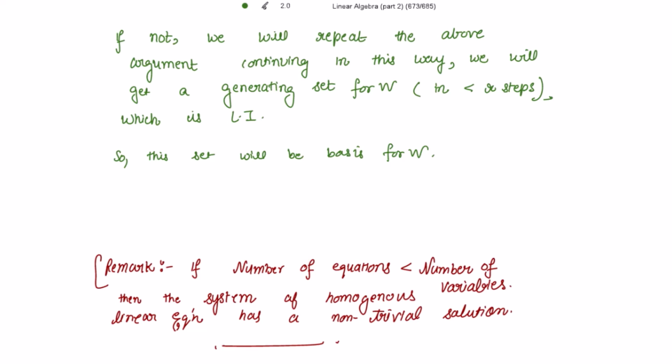This is just a simple concept to know about. And the remark, please notice, is very important. If the number of equations is strictly less than the number of variables, how about that? Suppose I have the number of equations as 3, and I have 4 variables in each equation.